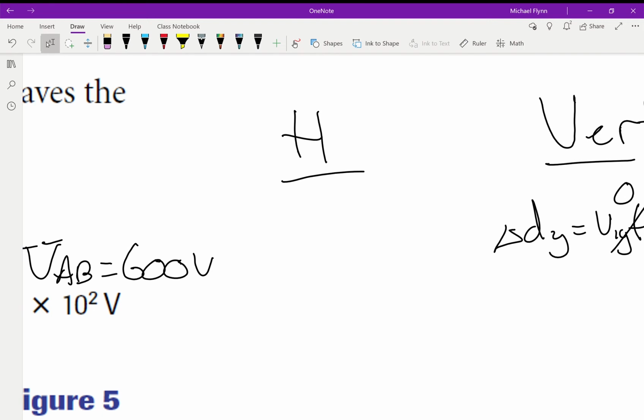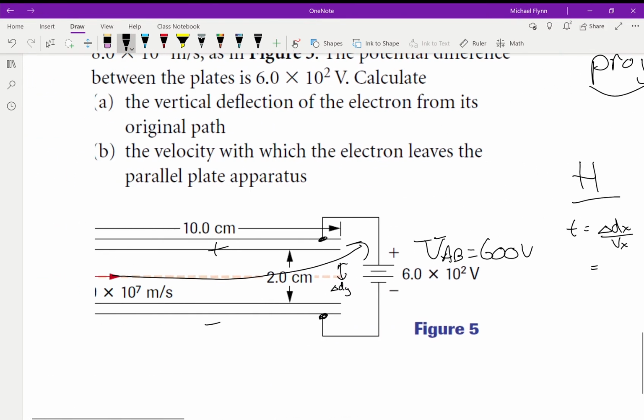So if we look at the horizontal component, delta dx will equal... t, we'll solve it for time, is equal to delta dx over vx. Okay, now that is just a uniform horizontal velocity equation. Now they do tell us what delta dx is.